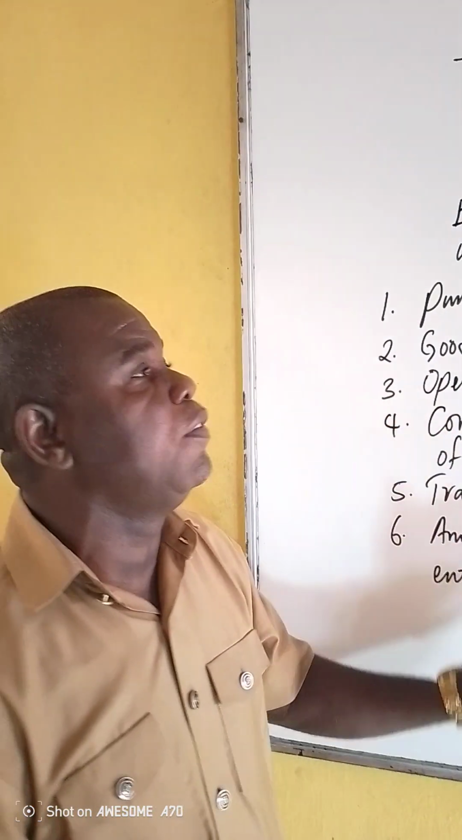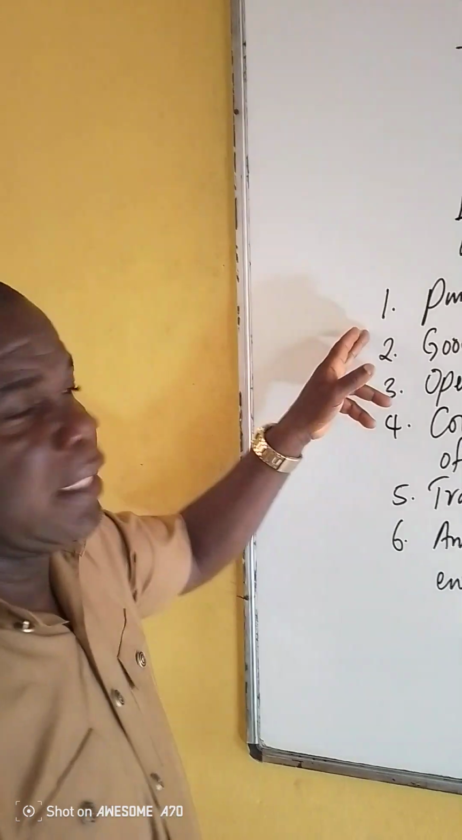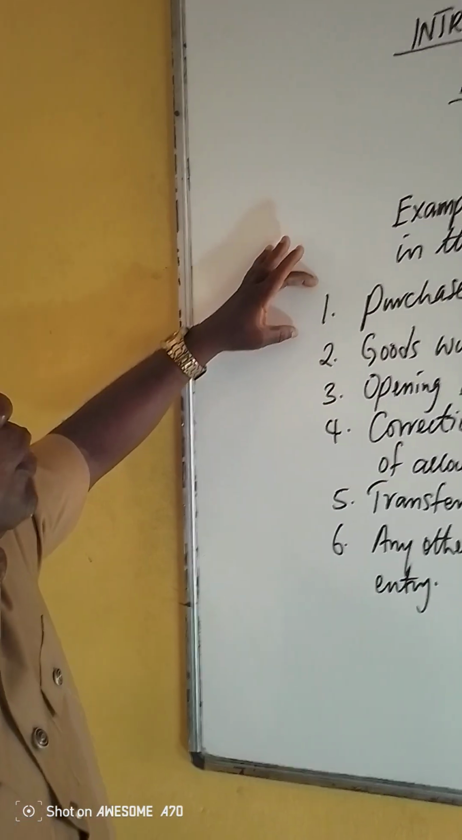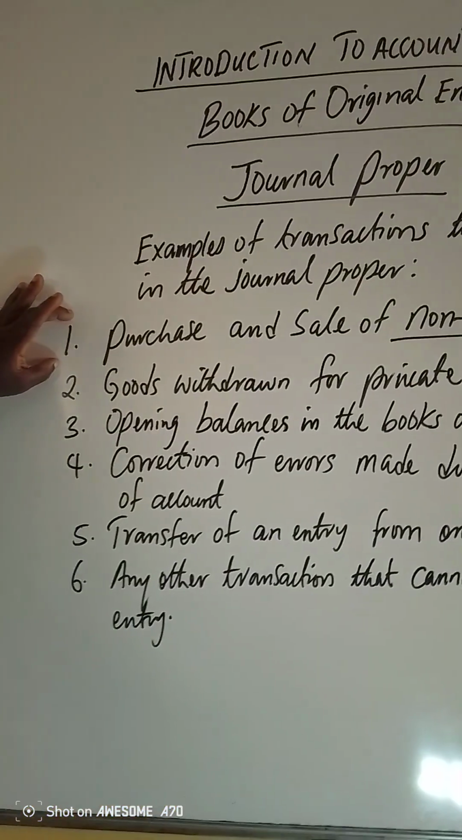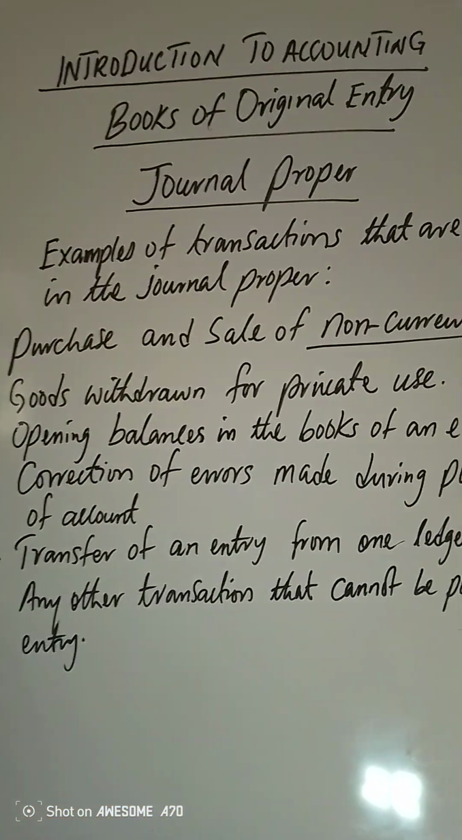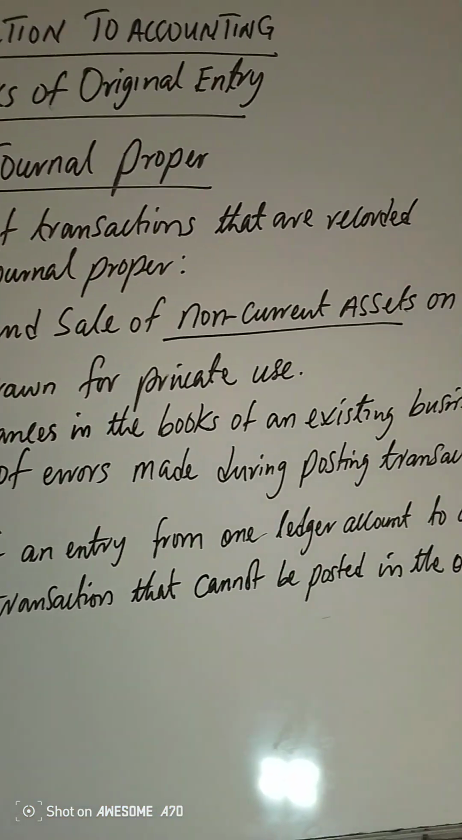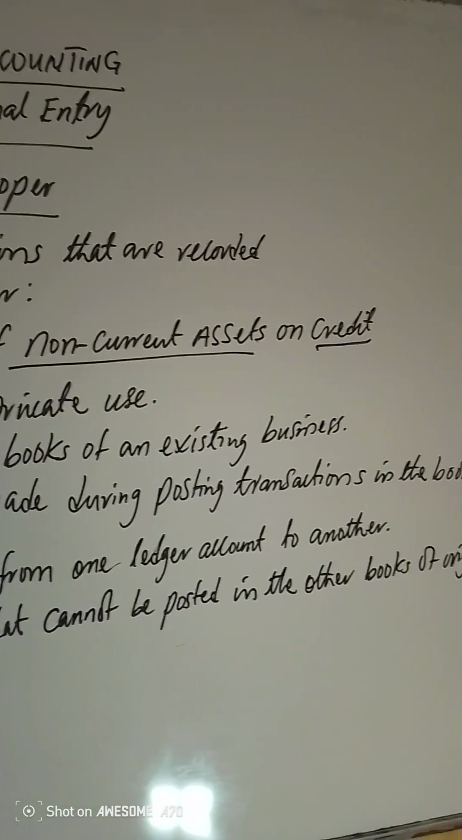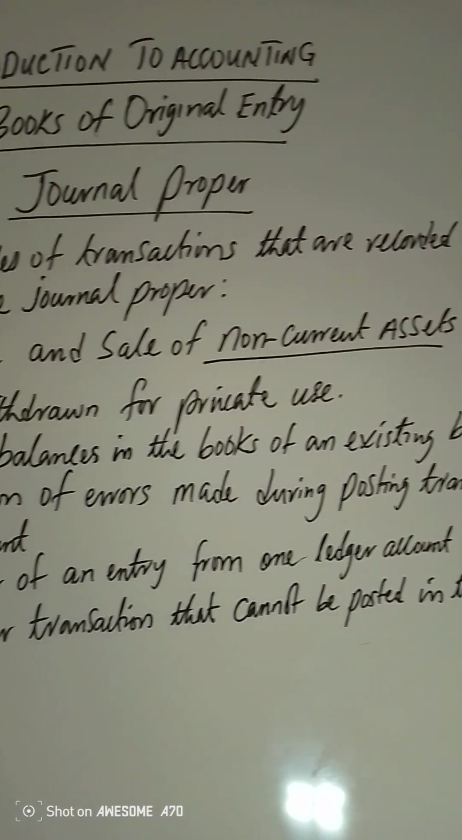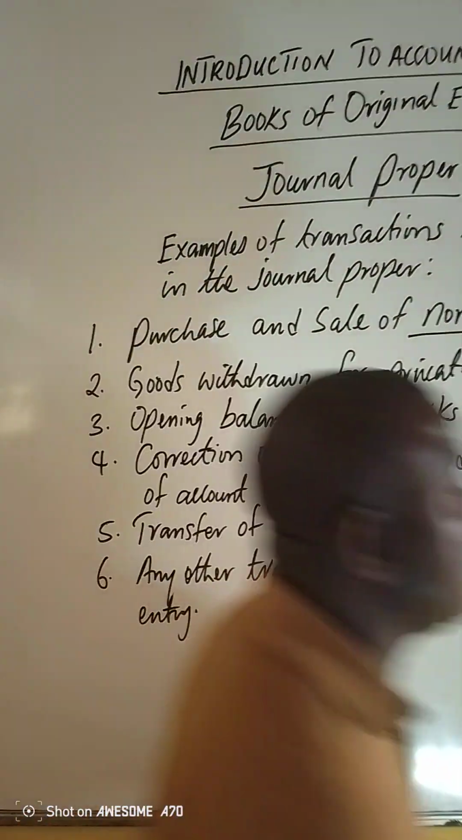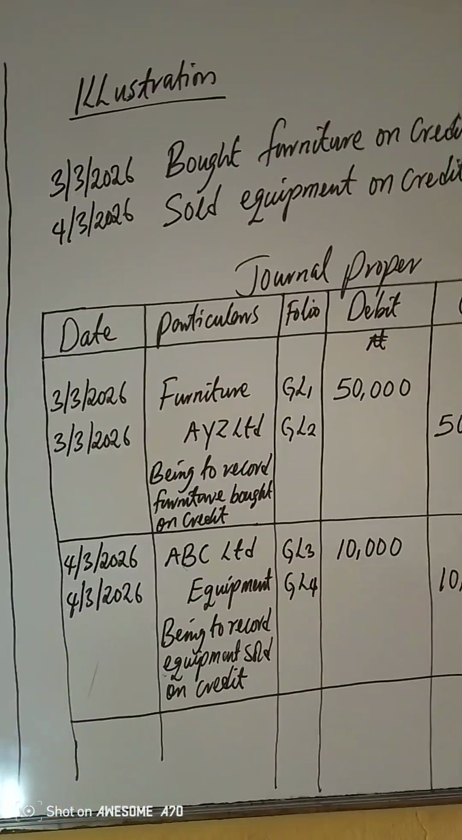Let's see how we can give an illustration on the first example and then record it in the journal proper. Mind you, I promise you, I'm going to treat all these entries, because most learners do not understand what is happening in the journal proper and the transactions that are supposed to be recorded in it. So today we are going to start posting into the journal proper via the examples given.